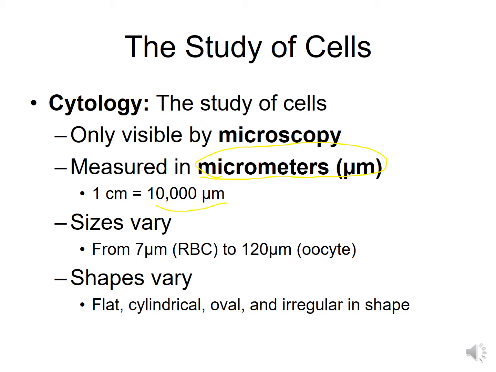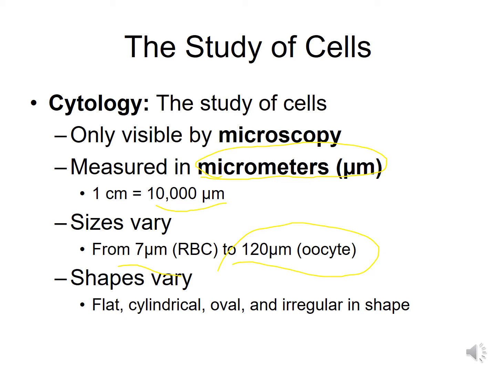Cells within the body, of which there are trillions, vary from very small, at 7 micrometers for red blood cells, to the largest cell within the body at 120 micrometers. So very small. However, the oocyte, the egg, we are able to see with the naked eye. For every other cell, we do need a microscope.